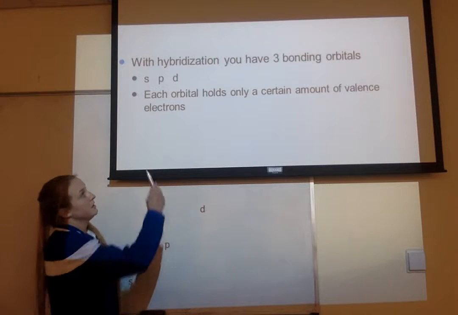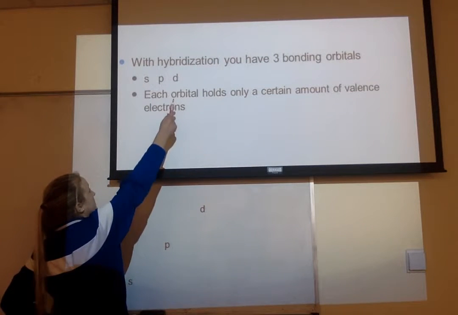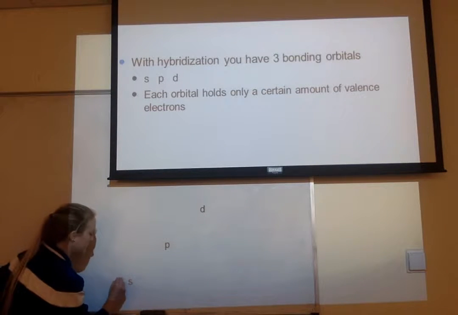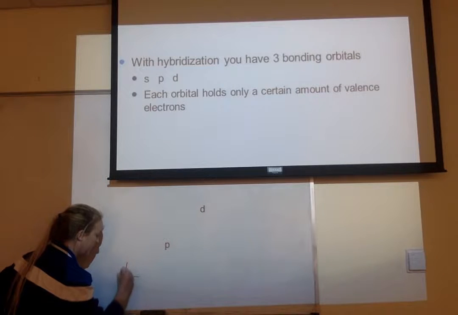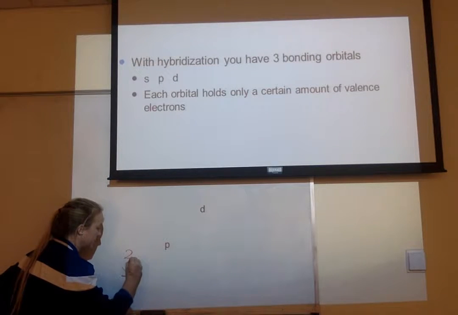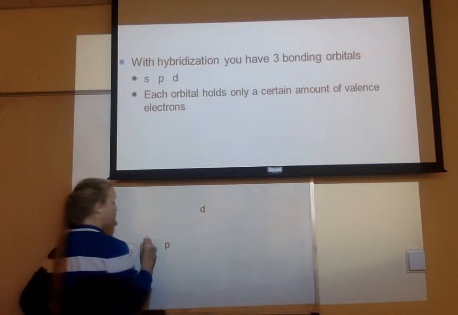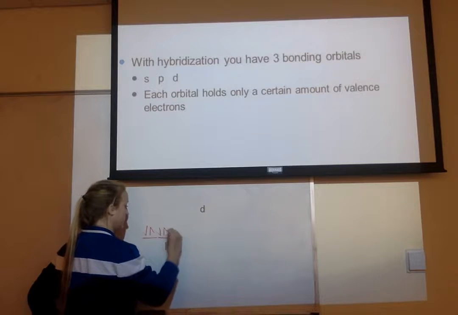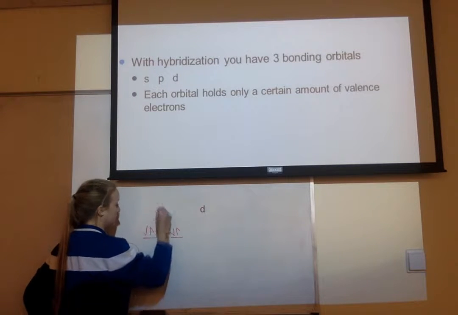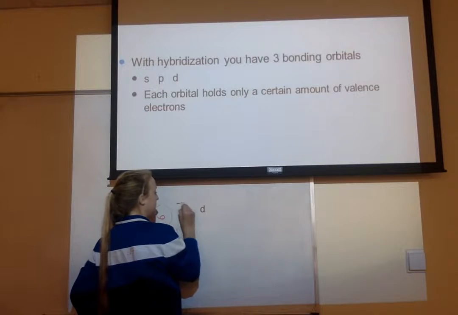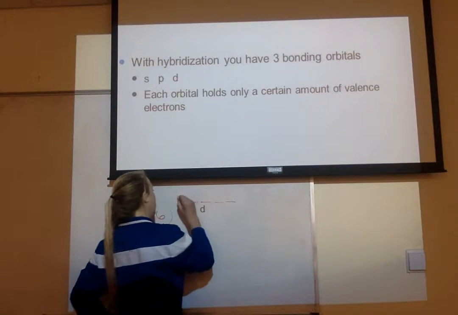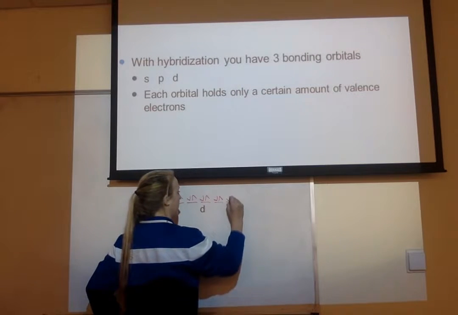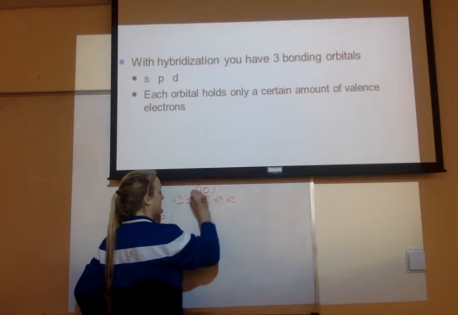So with hybridization, you have three bonding orbitals: s, p, and d. Each orbital only holds a certain amount of valence electrons. So with s, you have one orbital. Each orbital contains two valence electrons, so s is going to have 2. P has 3 orbitals, each containing 2 valence electrons, so for a total of 6 valence electrons. And then D has 5 orbitals, each containing 2 valence electrons, for a total of 10 valence electrons in D.